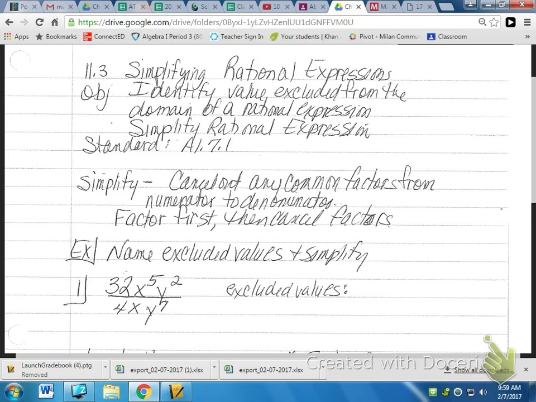That's what simplifying is. So our objective today is to identify the excluded value from the domain of a rational expression, and we have to simplify a rational expression.